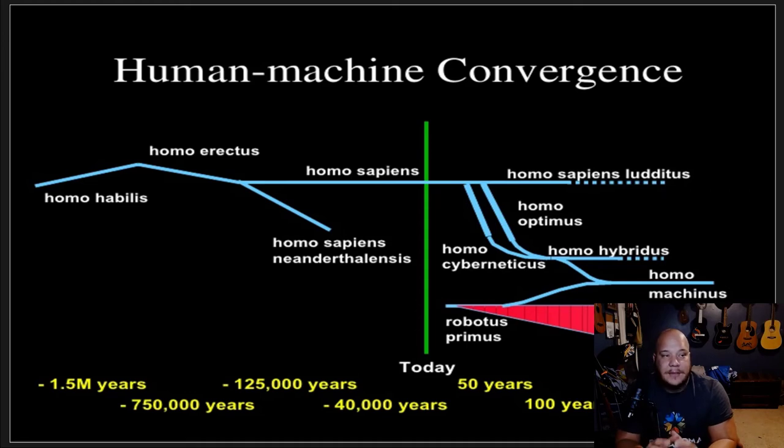We will create, eventually, if society doesn't get destroyed, a completely new branch of Homo sapiens and the human genome. And that Cyberneticus and Robotus Primus will eventually give rise to separate sects of technology and human convergence that is their own species in their own right.